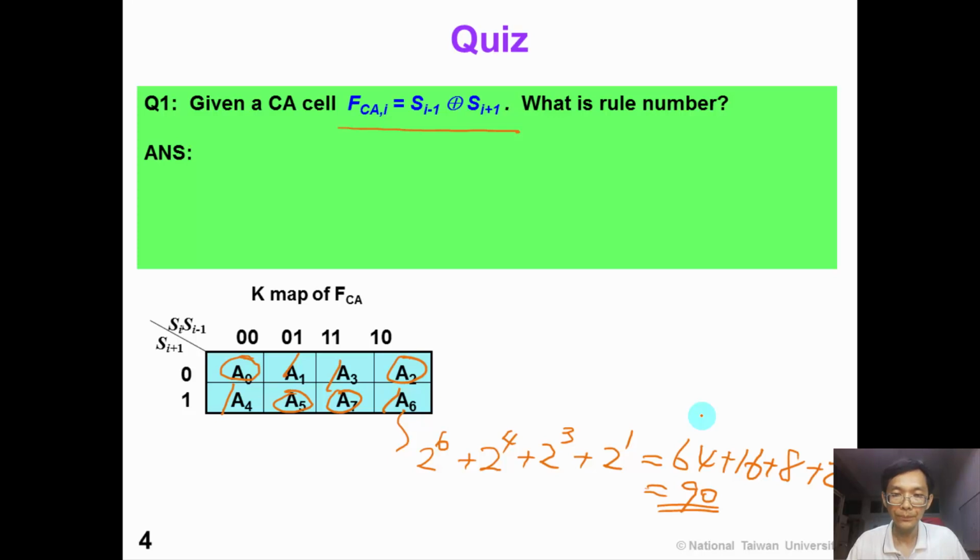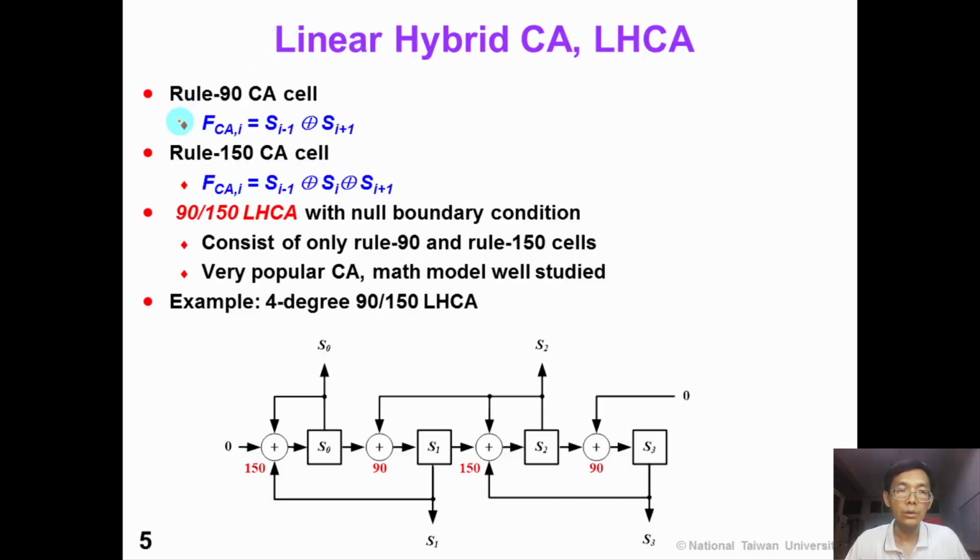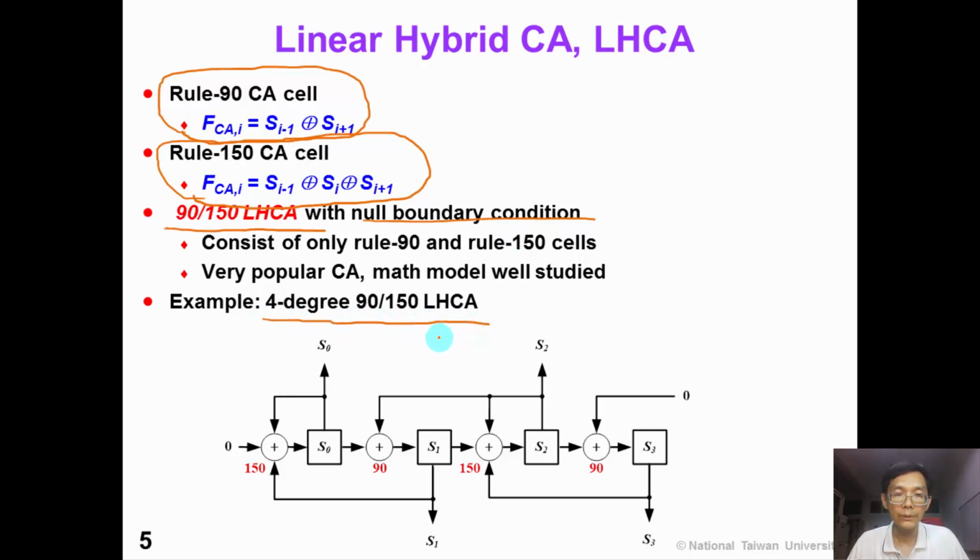Have you got it correctly? Now we know that the rule 90 cell has this function. Similarly, we can have a rule 150 cell which has this function. We can put these two cells together to construct a 90-150 linear hybrid cellular automata, LHCA. The left and right hand sides are tied to 0, so we call it null boundary condition. This 90-150 cellular automata is a very popular structure of cellular automata because its mathematical model has been well studied. This figure shows an example 4-degree 90-150 LHCA.